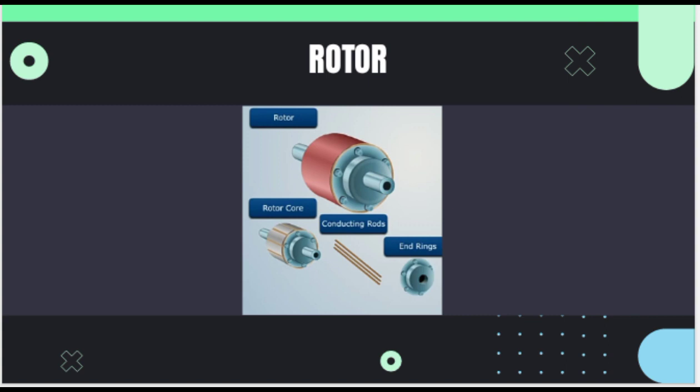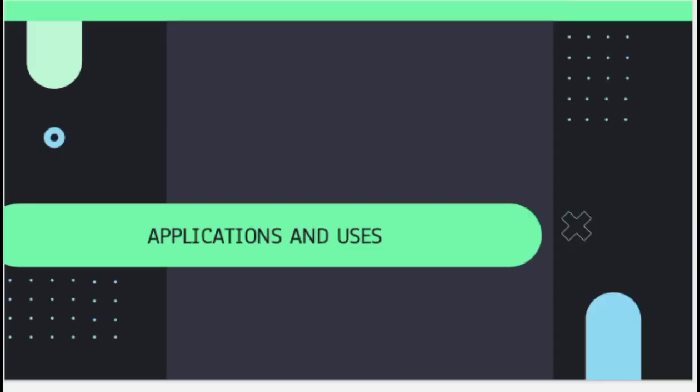Conduction rod is a heavy bar made of copper, aluminum, or alloys and is used for rotor winding. And the end rings are made of copper, aluminum, or alloy rings and are used to short circuit all the winding routes to the core.